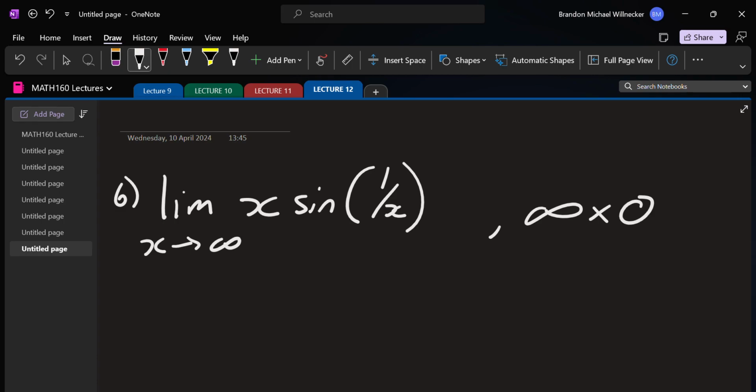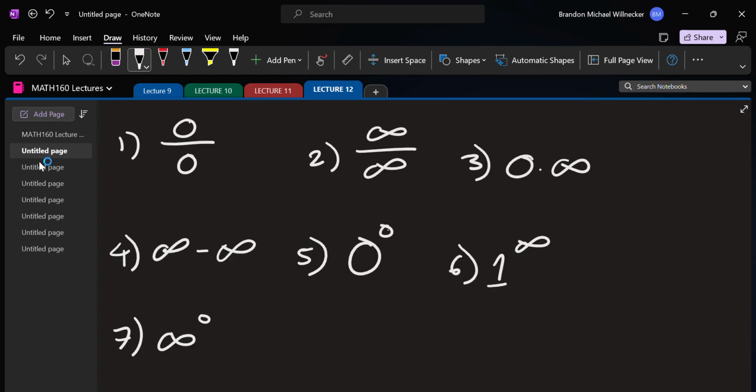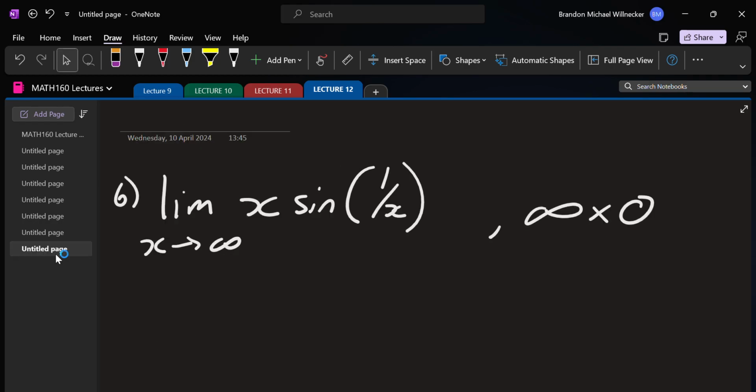times. Sine is continuous, we can take the limits inside. The 1 over x is going to go to 0. Sine of 0 is 0. So we have infinity times 0. So this is an indeterminate form, the 0 times infinity one. Which means we can use L'Hopital's rule, but not in this form.